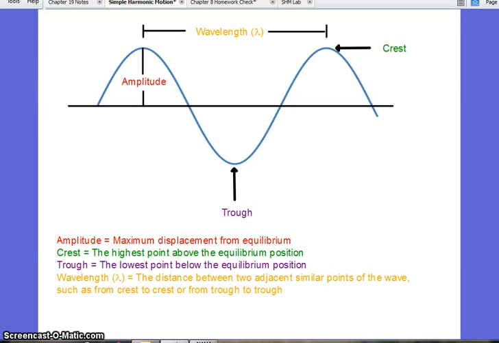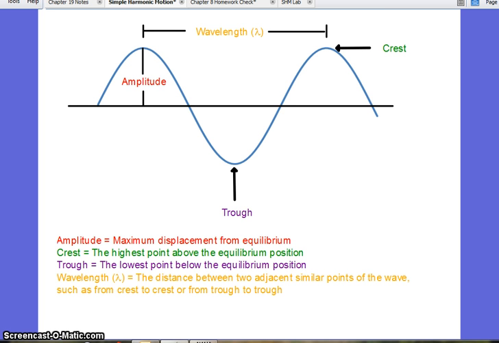When looking at a wave, there are a few characteristics that we can describe. First, let's talk about the amplitude of the wave. This is the maximum displacement from equilibrium. So if this is our equilibrium, our zero line, the amplitude would be the length or distance from that equilibrium line to the very highest point.